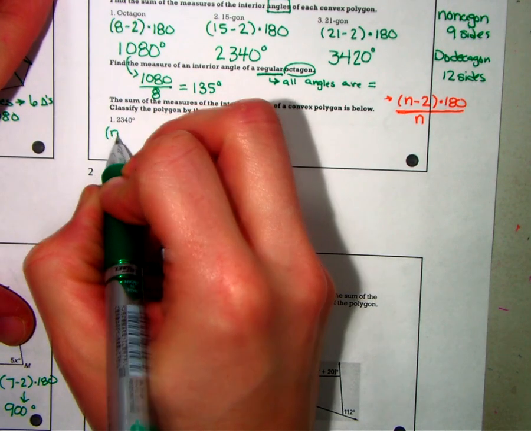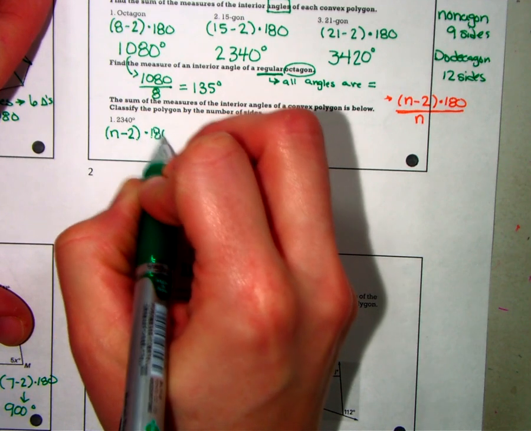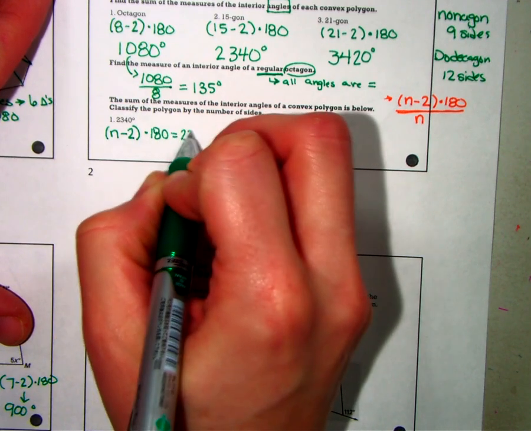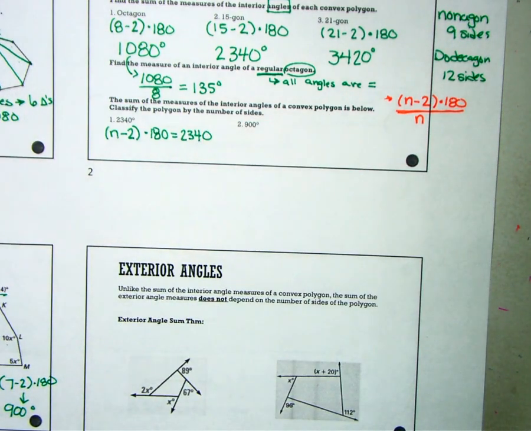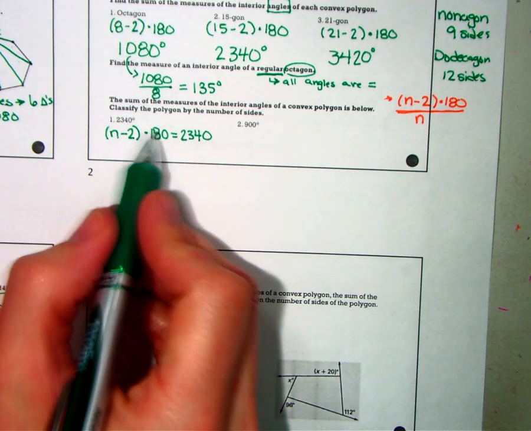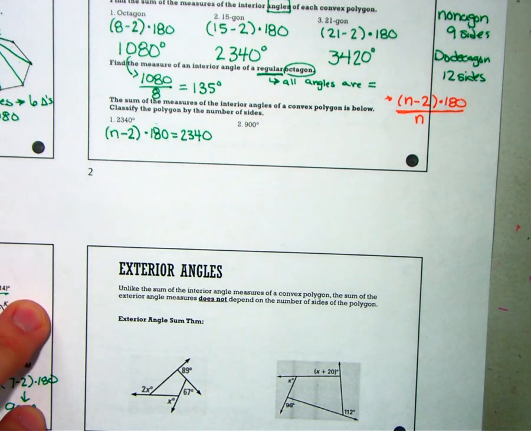Exactly. So if we take that formula and write it, and then write equals 2340, that's exactly what we would do. We would first get rid of the multiplication by dividing, and then we would add 2. You are more than welcome to distribute 180, but why would you want to do that? It would be a lot easier if you just divide by 180 to get rid of it. You could distribute this if you wanted before you solved.